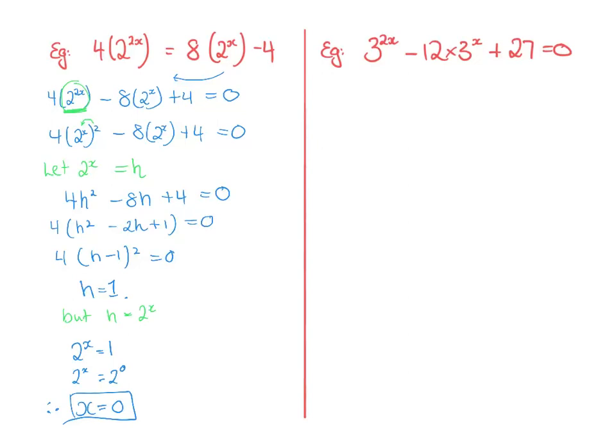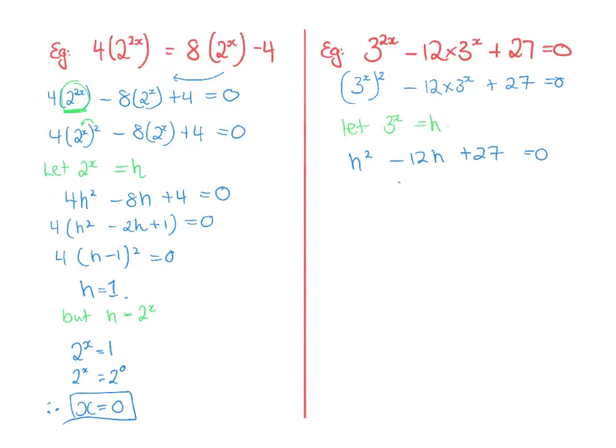So if we look over here on our next one, if I wrote 3 to the power of x, and I could say that's squared, and then minus 12 times 3 to the power of x plus 27 equals 0. So once again, I'll write 3 to the power of x equal h. That means I would have h squared minus 12h plus 27 equals 0.